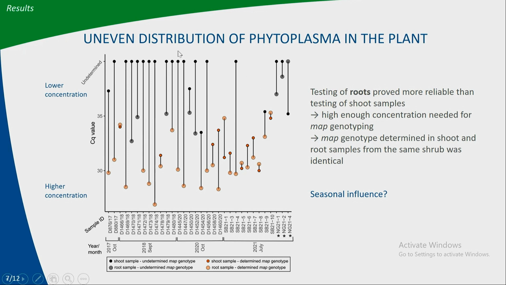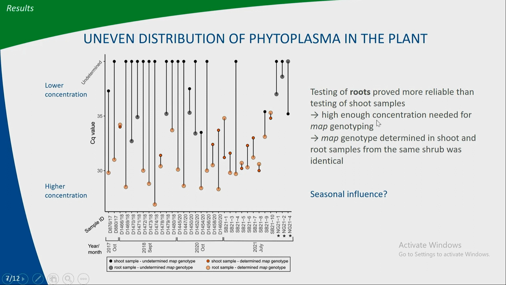So 16 samples, we couldn't detect the phytoplasma in shoots. However, there were some, especially in 2021, when we sampled in July, that we could detect also in shoots. There were 6 like this. However, there was just one that we couldn't detect in root, but we did in shoots. So testing of roots is for sure more reliable than of leaves and shoot samples.